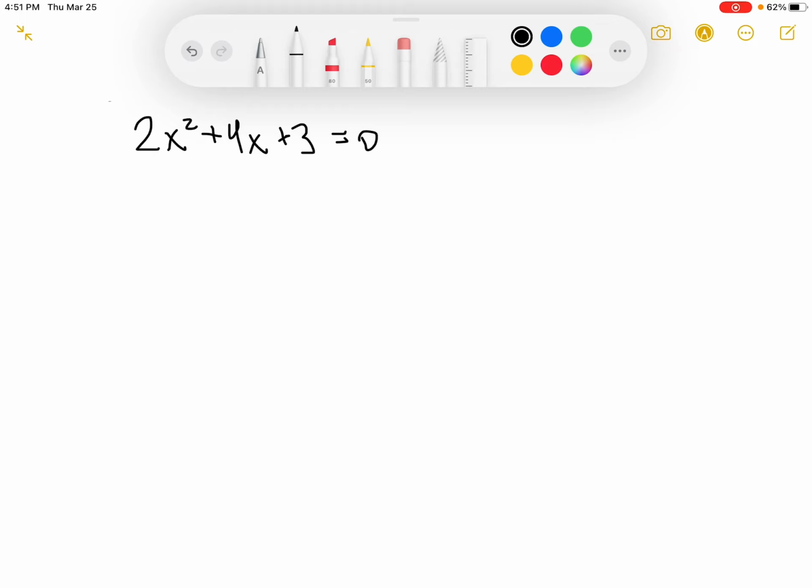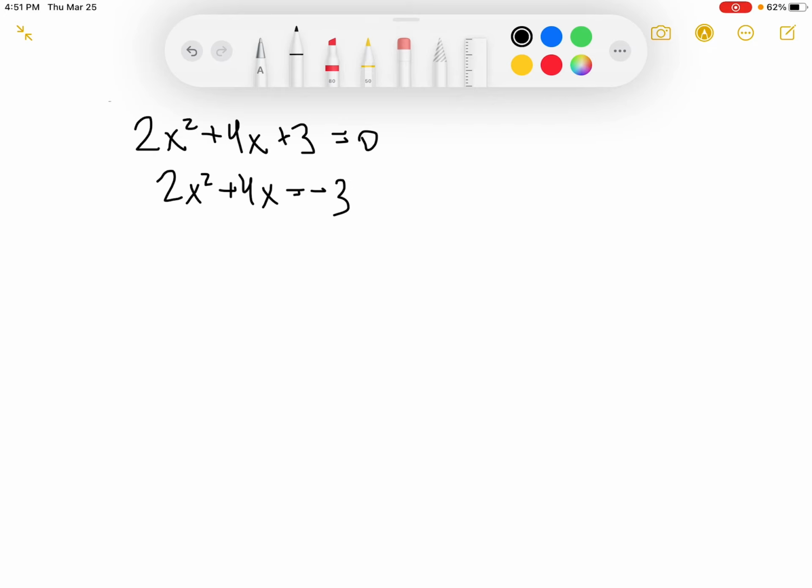All right, so here's the first thing you do. Subtract, remember, this is A, this is B, this is C. Watching Lesson 8 would help with that. So we subtract C on the other side. So now we have 2x squared plus 4x equals negative 3.